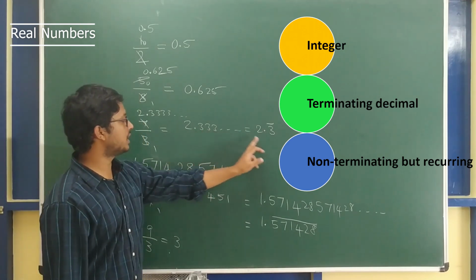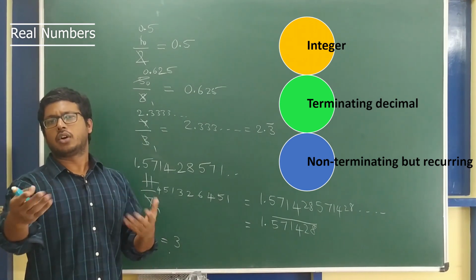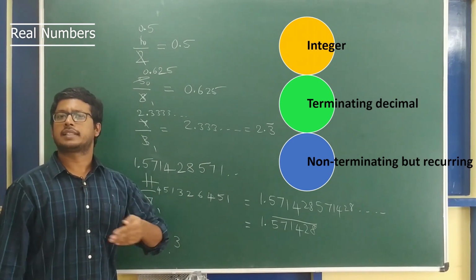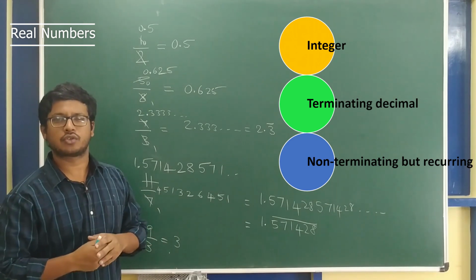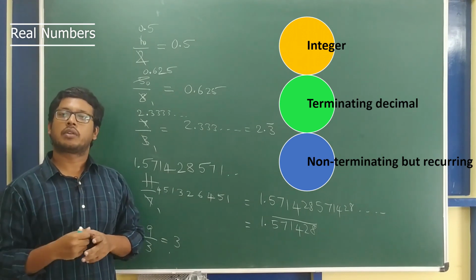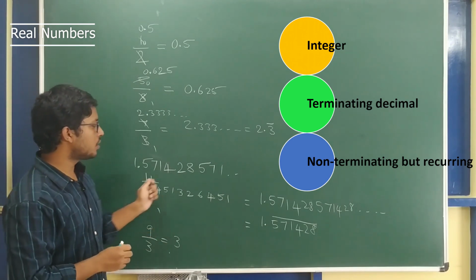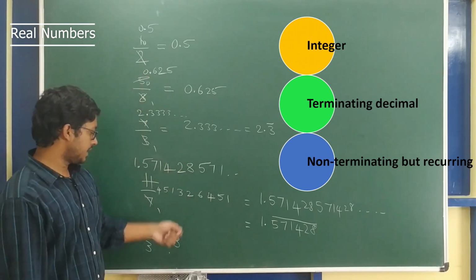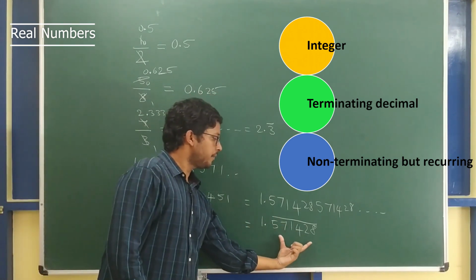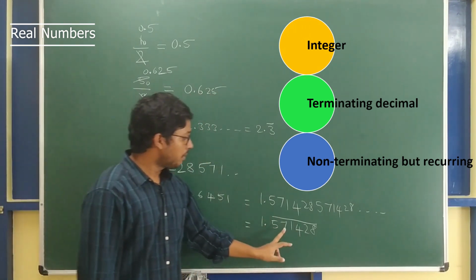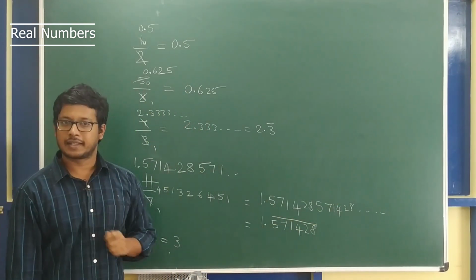So it's like this: 2.333571428. You can try any examples you want. Take your popular example of 22/7, which is the approximate value of pi, and check out what will be the decimal expansion. You take any fraction you want and try to convert it into a decimal. So it will be one of these three cases: either it will be an integer, or a terminating decimal, or a non-terminating but recurring decimal. Such numbers we call rational numbers.